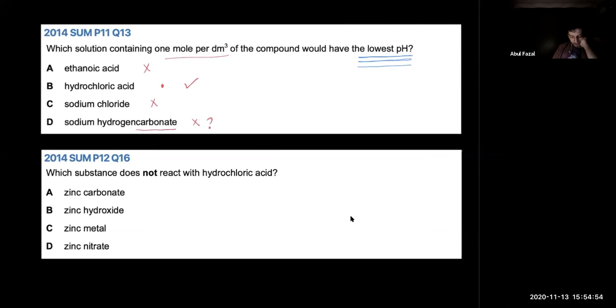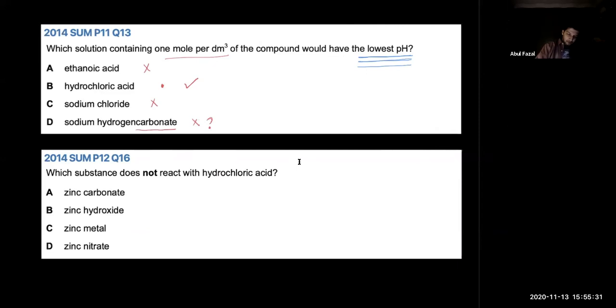I like the second question more. Have you guys done the second question yet? Ashwin, how about you? What do you think is the answer? Any ideas, Ashwin? B, no, it's D.